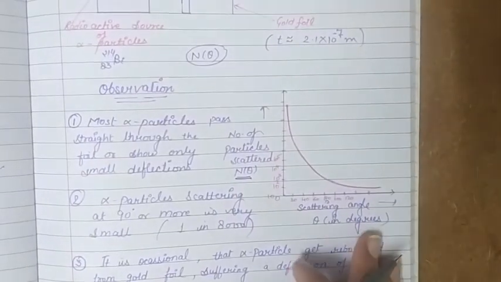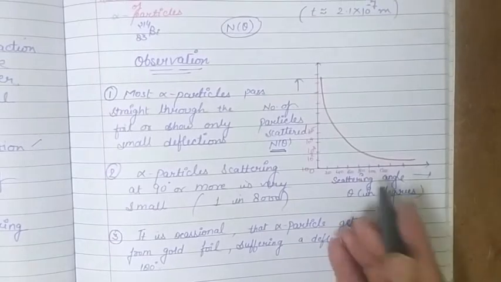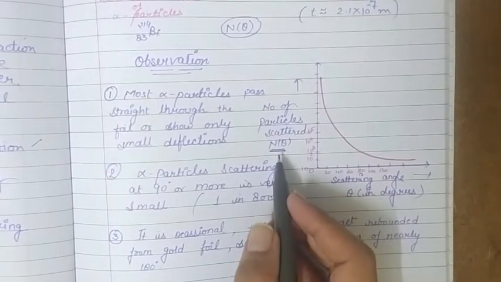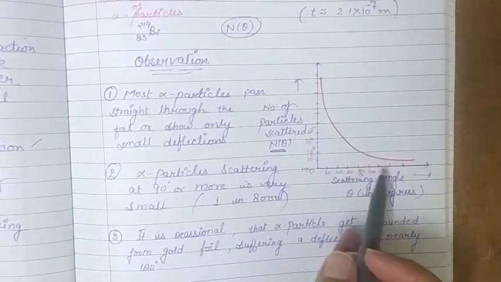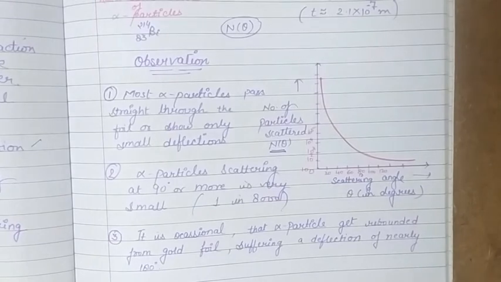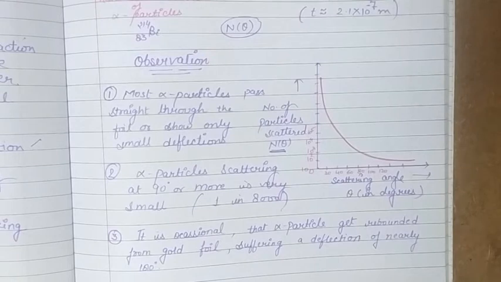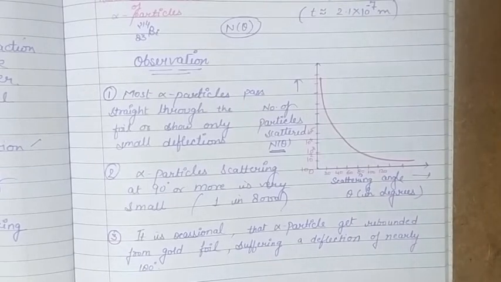So this curve, which is plotted between scattering angle and the number of particles scattered, shows that the number of particles scattered decreases at larger values of theta. That means as the value of theta increases, for the larger scattering angles, the number of particles that are scattered at that angle is decreasing. So on the basis of this result, the observations that are concluded from this experiment are, first of all, mostly alpha particles pass straight.